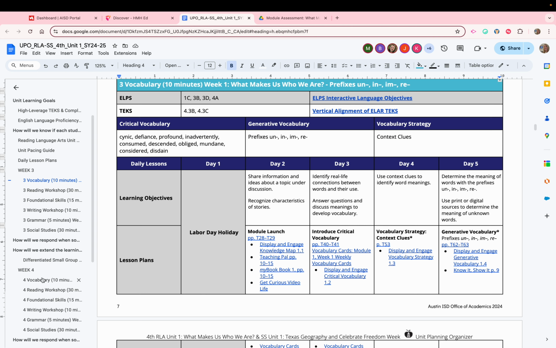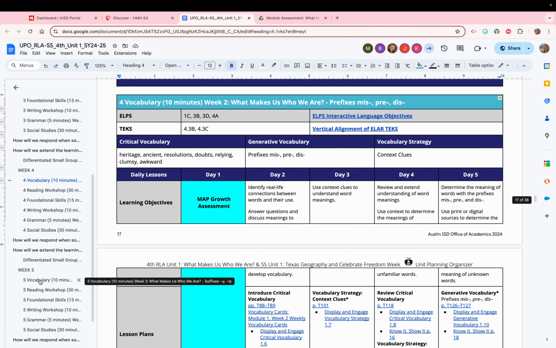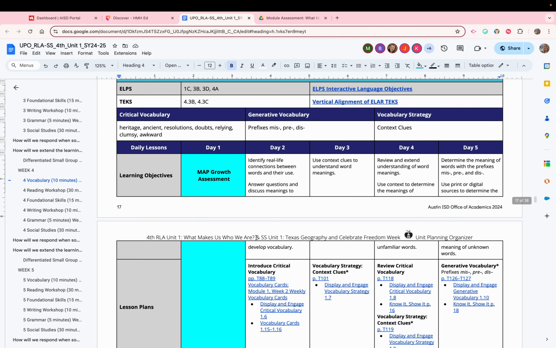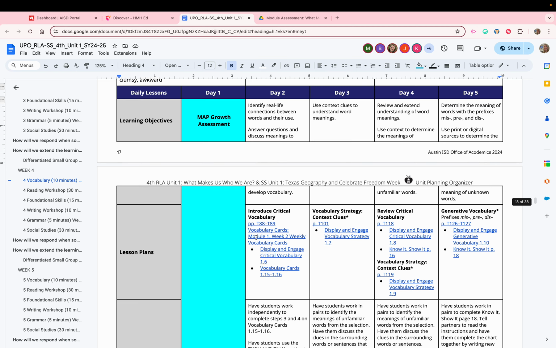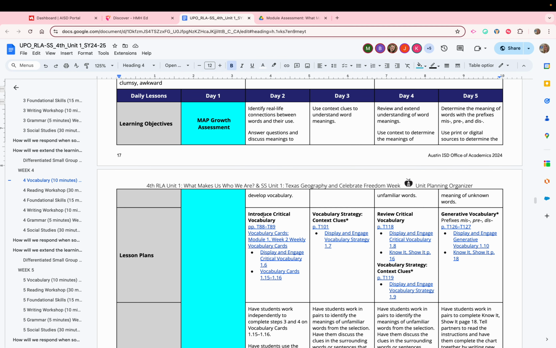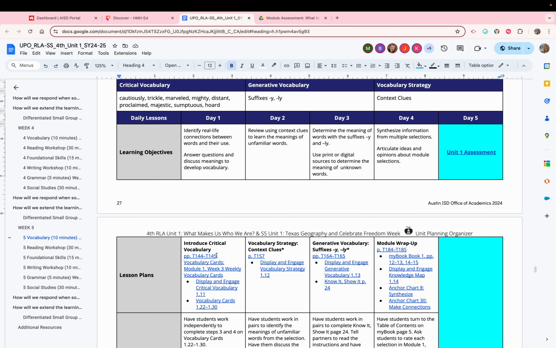And if I go look at week 4, then I notice, here we go, look, the same items. And then if I look at the lessons, I have critical vocabulary, the vocabulary strategy, critical vocabulary again, and generative vocabulary. And if I go look at week 5, guess what? Same thing, critical vocabulary, vocabulary strategy, and generative vocabulary.